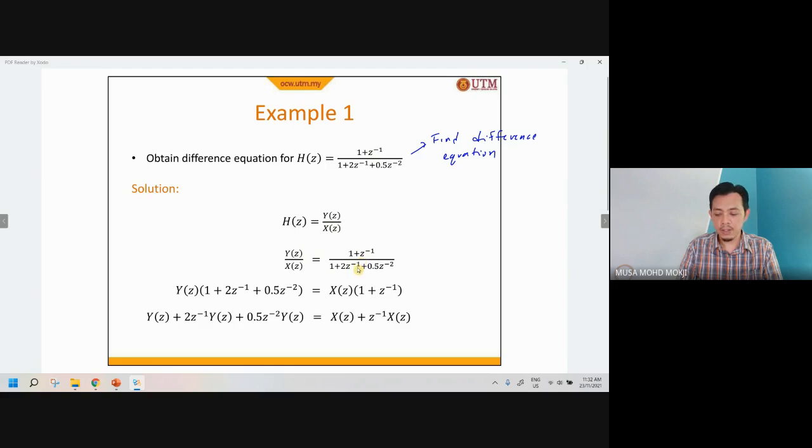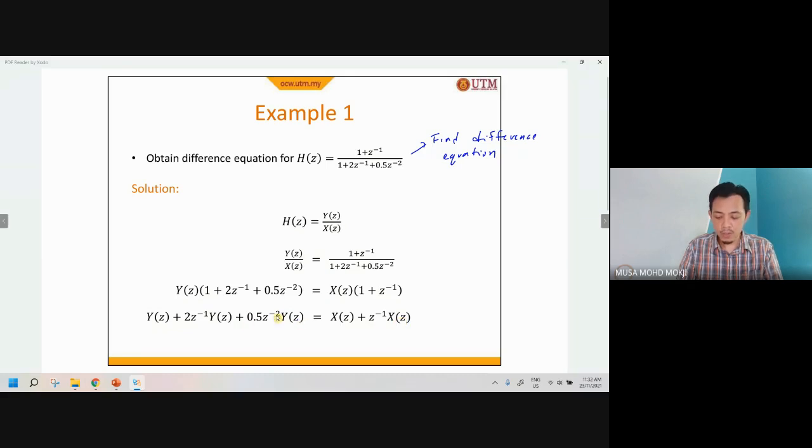And then bring this part, the denominator, up. X(z), bring it up here. So this is what you get: Y(z) multiplied by those terms, and X(z) multiplied by those terms. And expand that. So you have Y(z) plus 2z^-1 Y(z) plus 0.5z^-2 Y(z), and the rest for X(z). Because we have one only, this is X(z) plus z^-1 X(z).